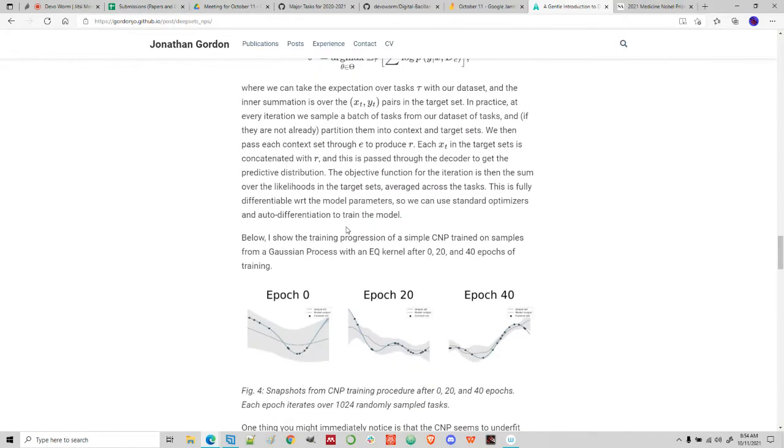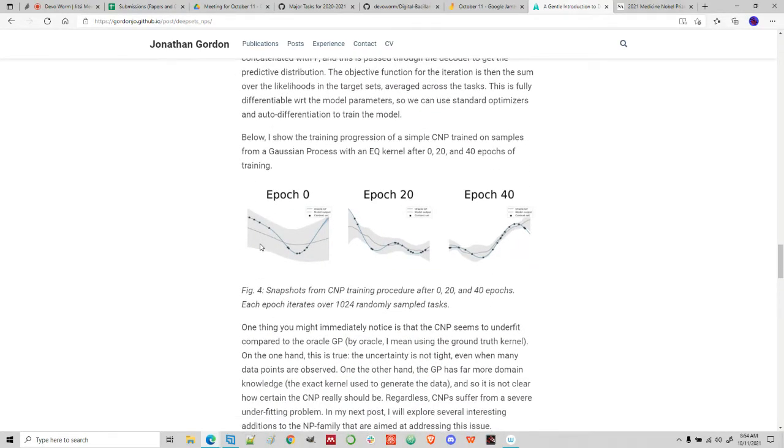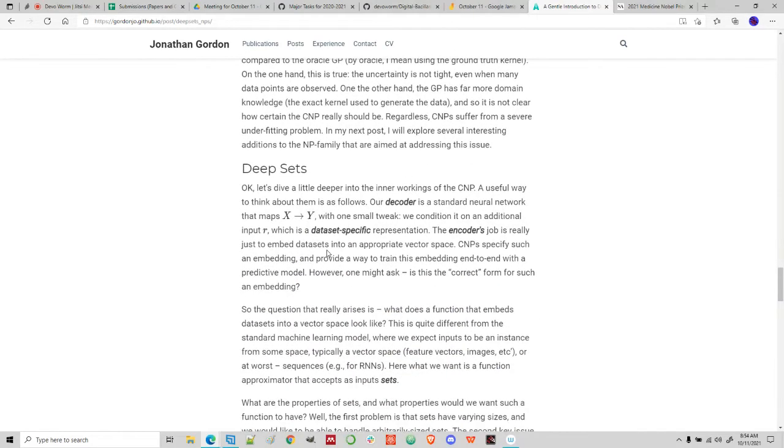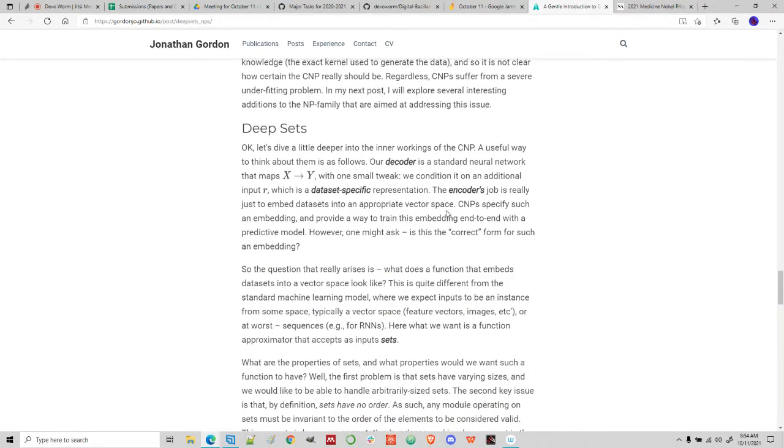So this goes through the math, and then this shows the training procedure here. And then deep sets are kind of an extension of this. It goes into the inner workings of this neural process. A useful way to think about them is as follows. Our decoder is a standard neural network that maps X to set Y with one small tweak. We condition it on an additional input R, which is a dataset-specific representation. So this is an input that tells you something about the dataset.